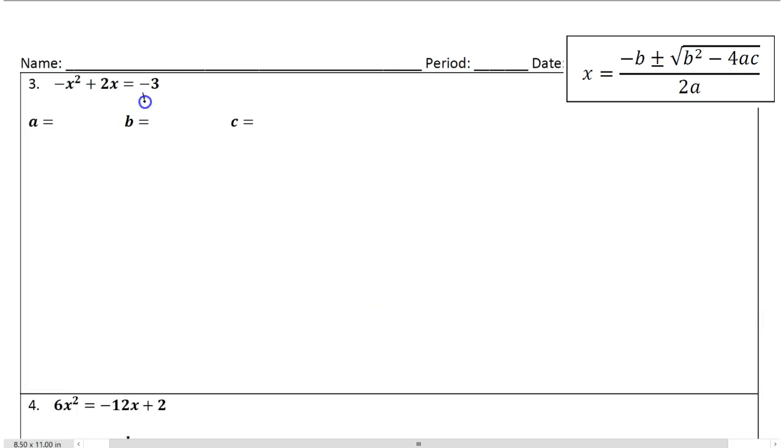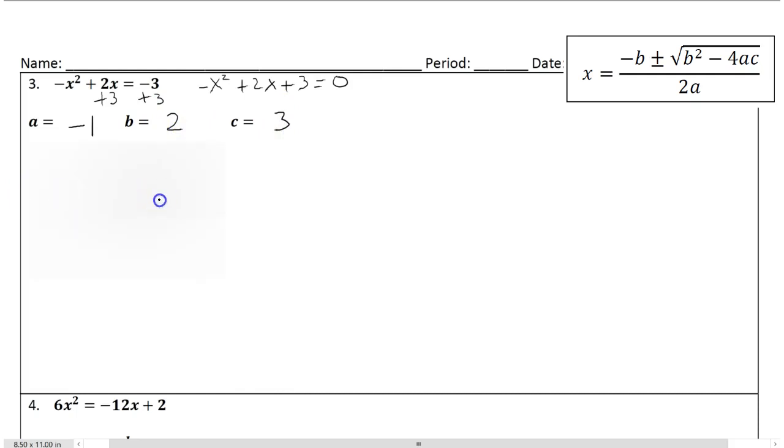Now that you have tried it, check your work. First add 3 to both sides of the equation. We now have negative x squared plus 2x plus 3 equals 0. A is -1, B is 2, C is 3.